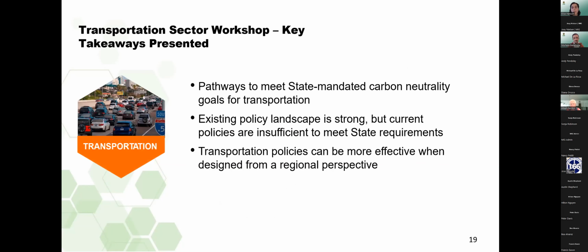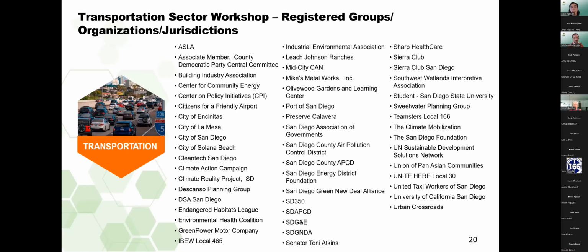Our third workshop was on transportation, and the key takeaways that were presented are that the chapter provides pathways to meet state-mandated carbon neutrality goals for transportation, that the existing policy landscape is strong, but that current policies are insufficient to meet state requirements, and that transportation policies can be more effective, both in terms of emissions reductions and in terms of helping people to move around the region when designed from a regional perspective. Here's a list of those who registered. And once again, the breadth of input that we received during the workshop reflected this broad participation.